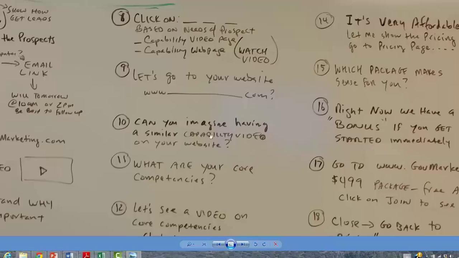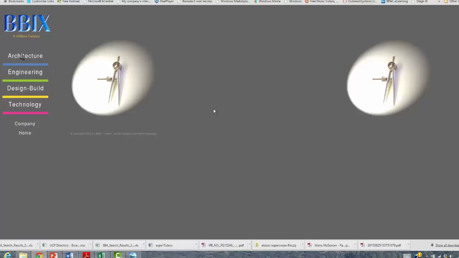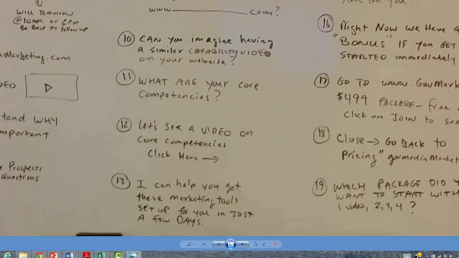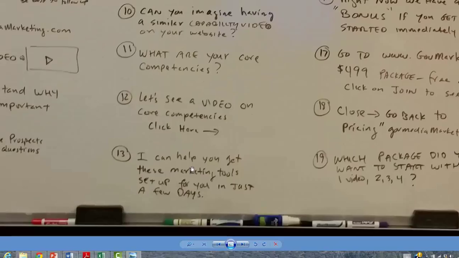Once you see their website, you can say, what are your core competencies? You might even ask them while you're on their website. Even though it's kind of right there, you ask them. They say, we specialize in architecture, we're an engineering company, we do design build and whatever else. And then once they do that, you come back here and say, let me show you a video on core competencies that describes what you specialize in within the government space.